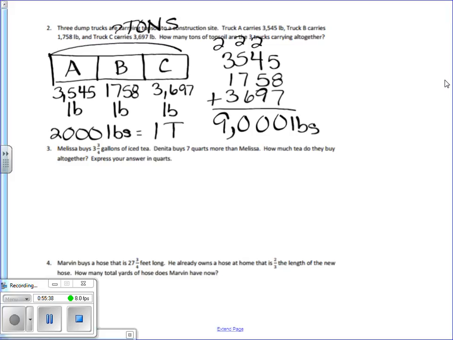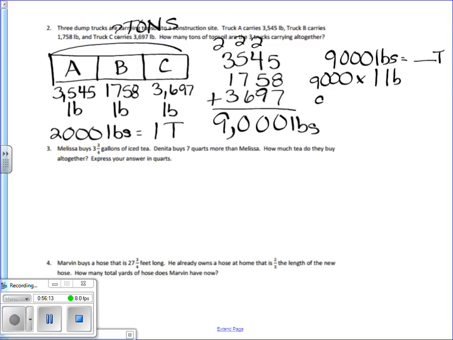So, if we have 9,000 pounds and we're trying to convert that to tons, you've got to divide. We're going from small to big, so you divide, not multiply. That was their problem. They multiplied.